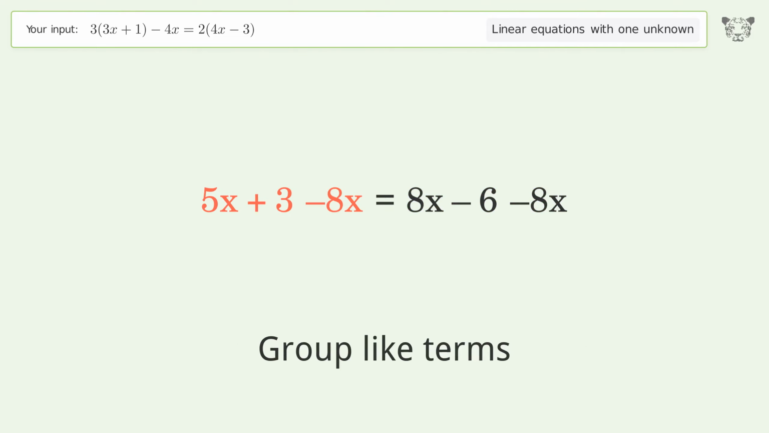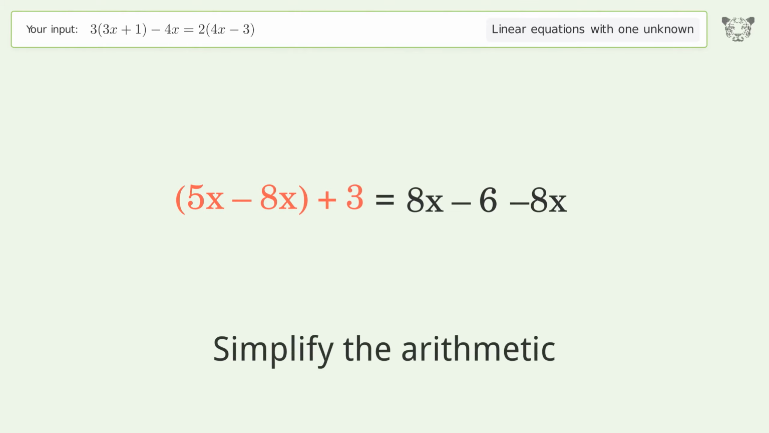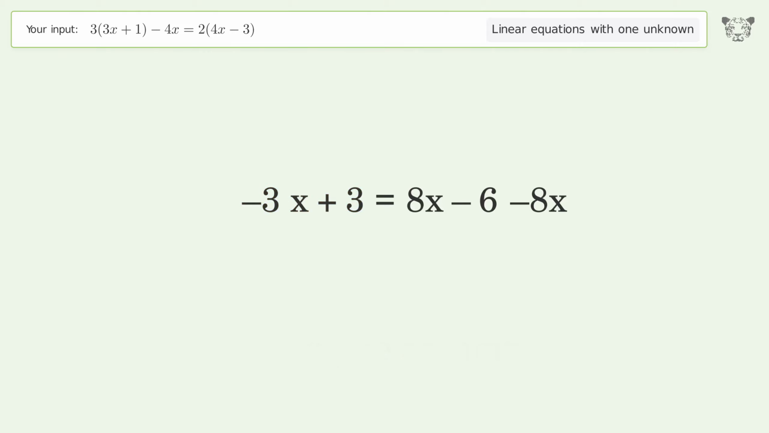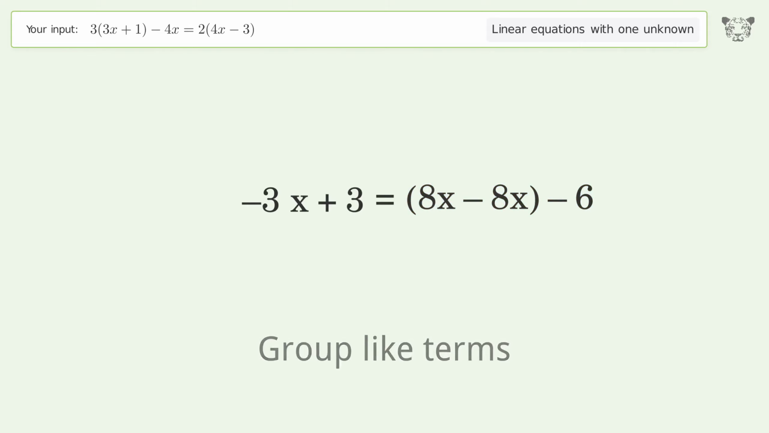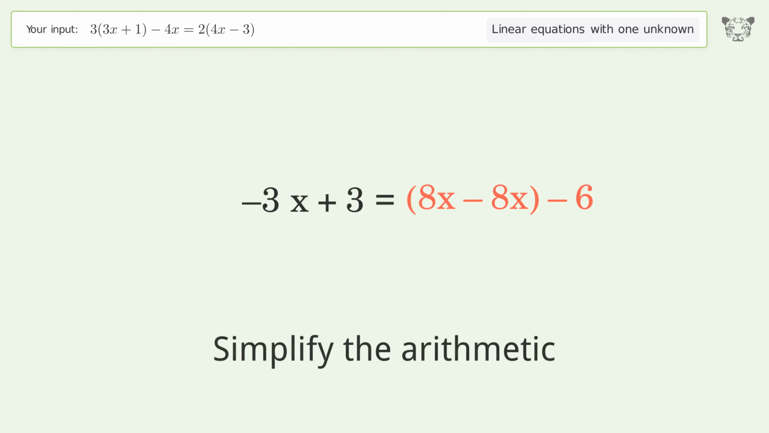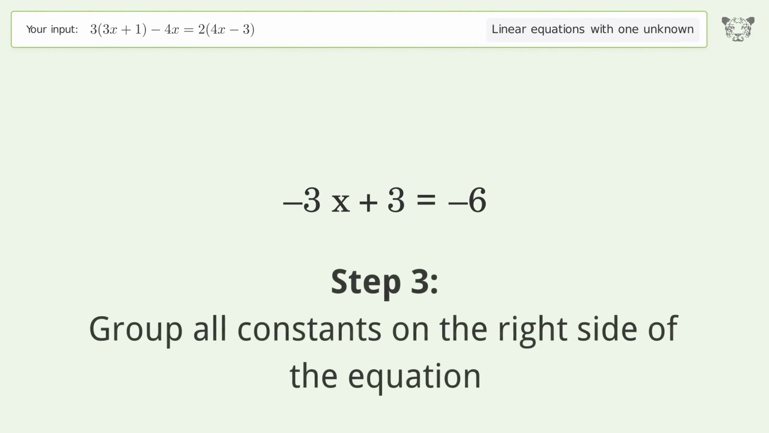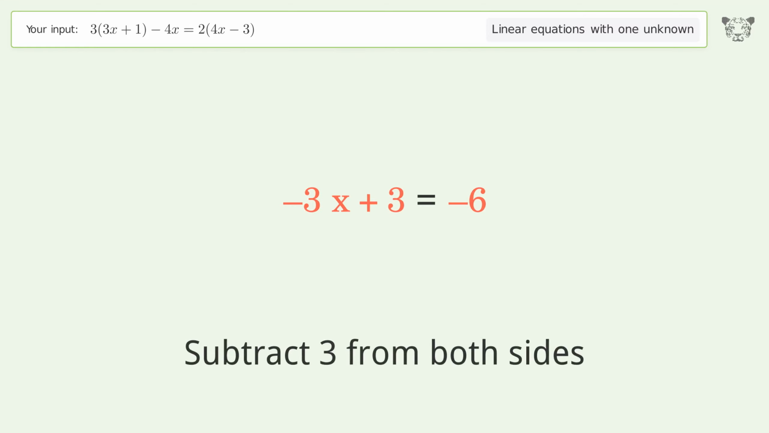Group like terms. Simplify the arithmetic. Group like terms. Simplify the arithmetic. Group all constants on the right side of the equation. Subtract 3 from both sides.